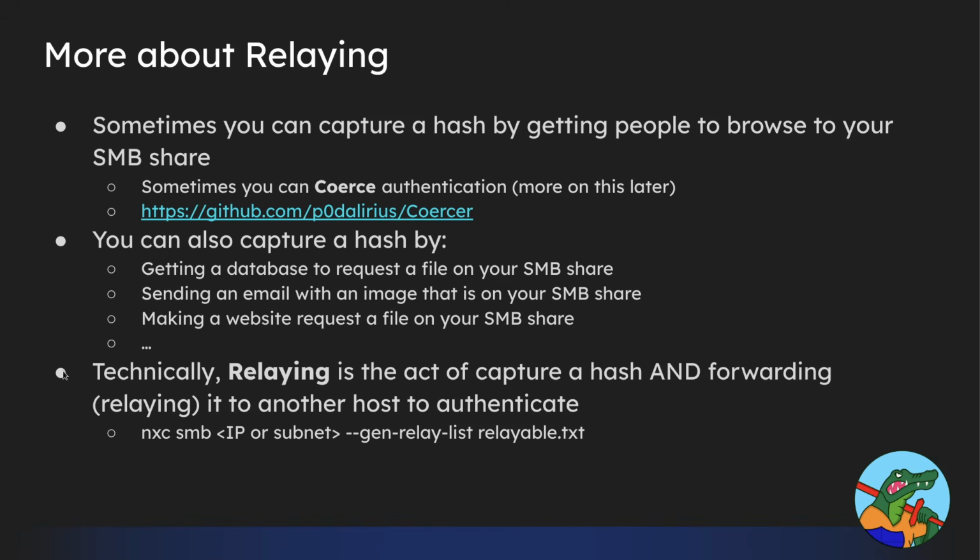You can do it by sending an email with an image in it, but the image points to your SMB share. So when someone opens the email, it tries to render the image, requests it from your SMB share, and tries to authenticate. You can do it by making a website request a file from your SMB share. So let's say you have a website that will render files for you. Instead of typing in a local path, you can type in a URL and it'll make a request to you, the attacker, and send a hash.